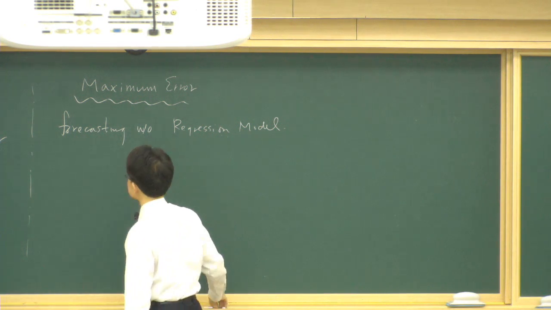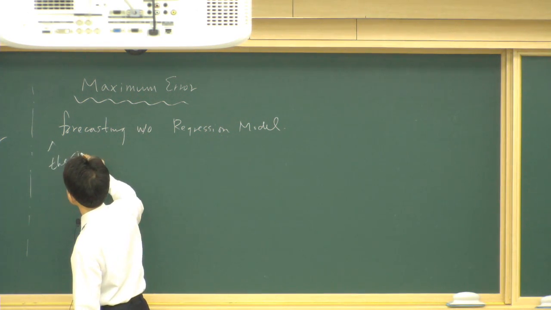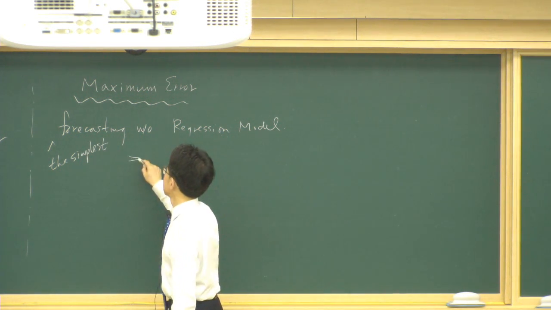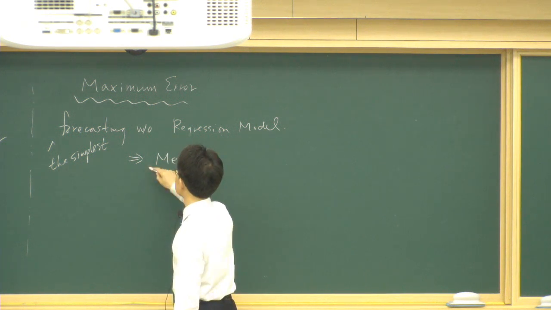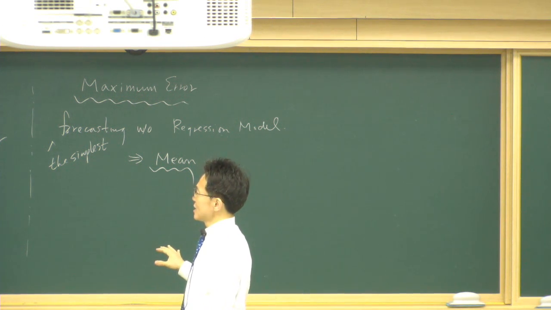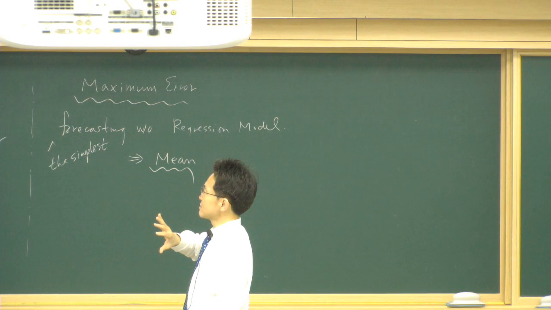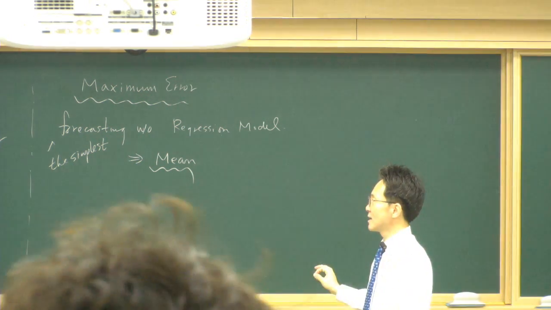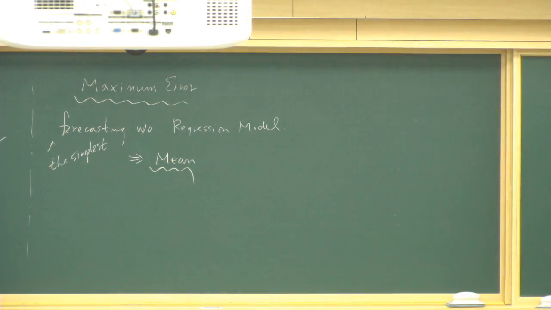The simplest, let's say this is the simplest forecasting. The simplest forecasting without the regression model is taking the mean value. In other words, if I do not have any sophisticated methodologies to understand the relationship between these two variables, the simplest way, the simplest measure, is to use the average line. In other words, if I do not have anything like regression analysis, the simplest way for me to make a prediction is the average line, the mean value. I take y bar.